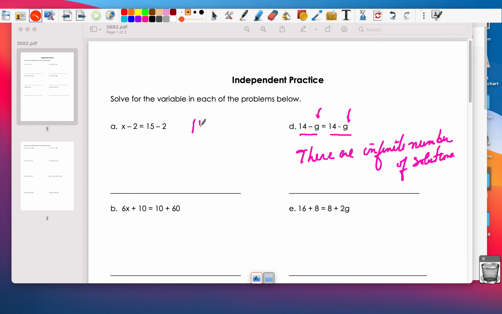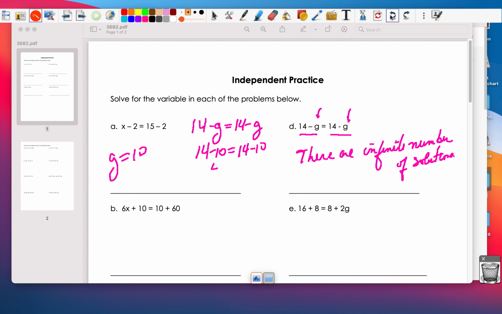Okay, so I'm going to give you an example. So let's see, 14 minus G, 14 minus G. Let's make G equals 10. If G equals 10 and I substitute, I get 14 minus 10. On the other side, I get 14 minus 10. What's 14 minus 10? Well, it's 4, and 14 minus 10 on this side is 4.